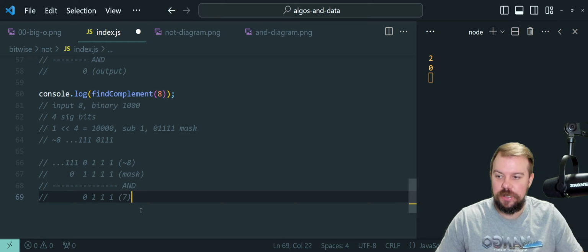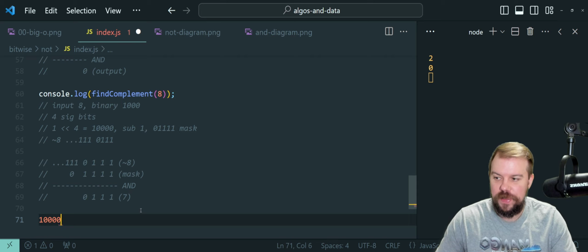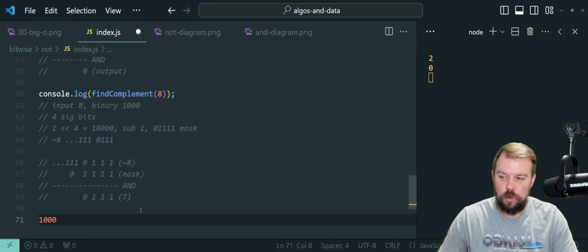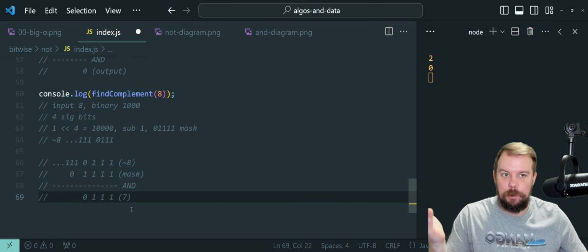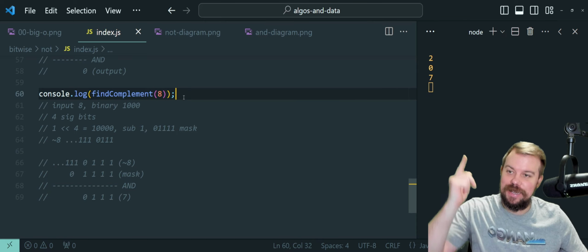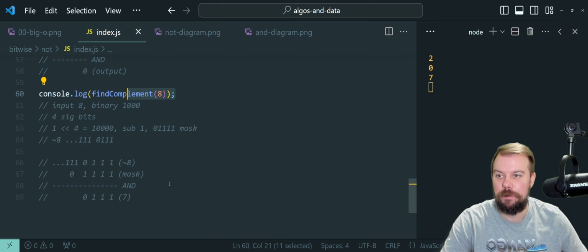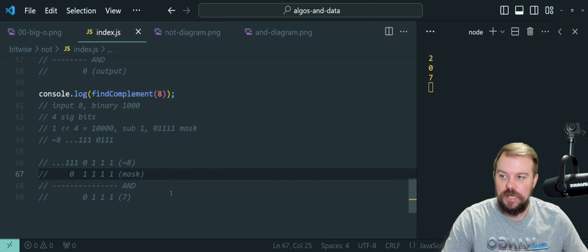Because remember, if 1,000 is 8, we subtract 1, we get 0, and then the rest flip to 1s. That's a 7. So our output should be 7. Survey says it is indeed a 7 when we put the input number of 8.